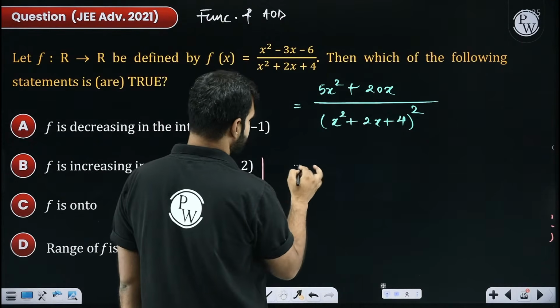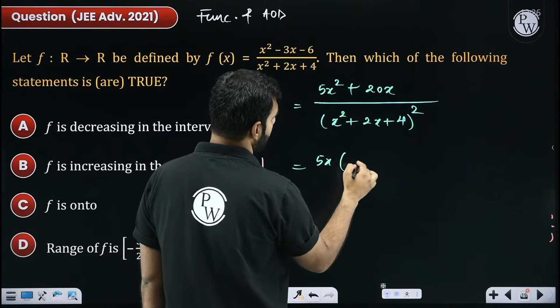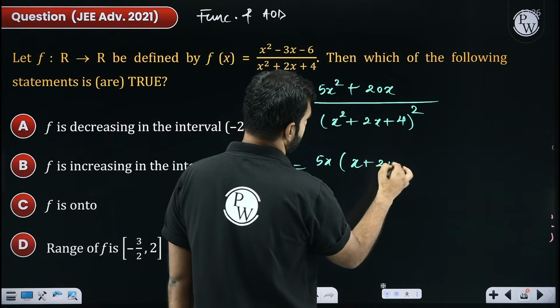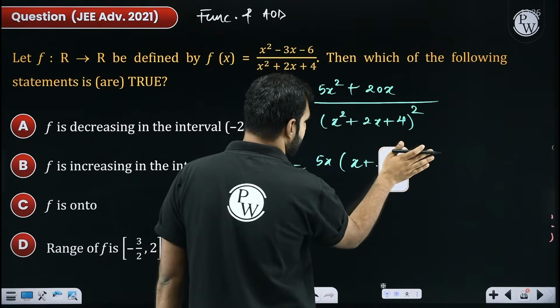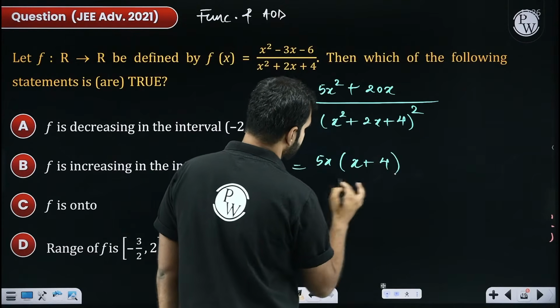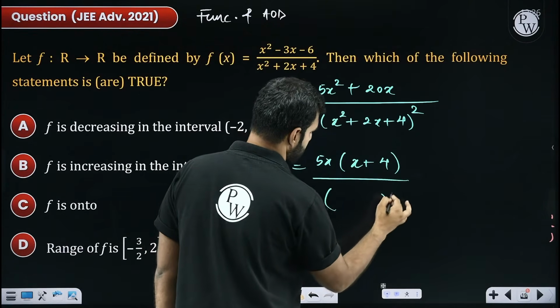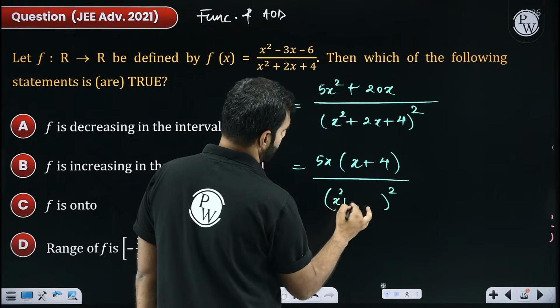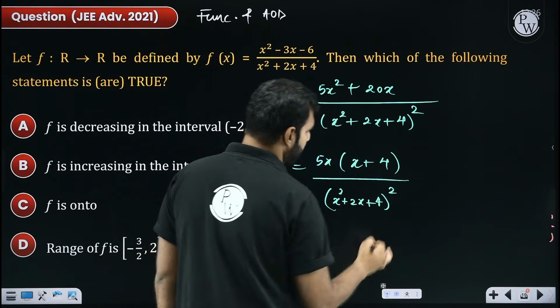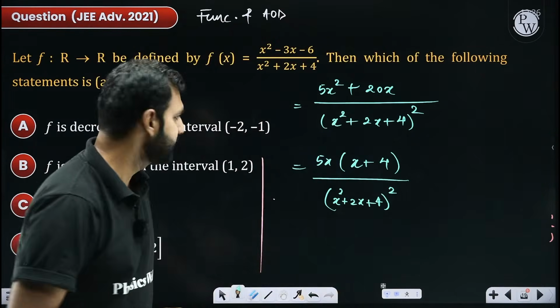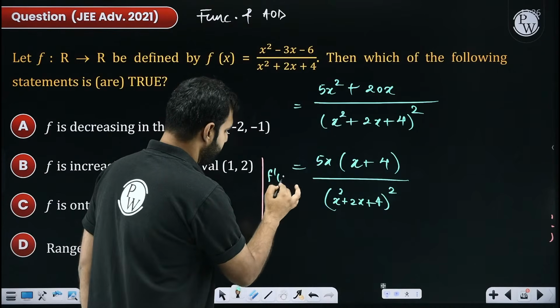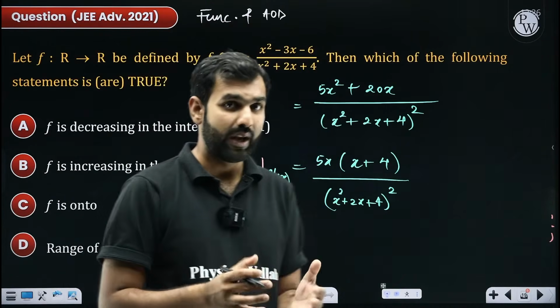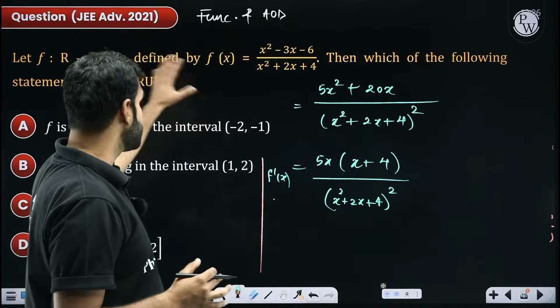If I take 5x common, I'll be left with x plus 20. Sorry, I'll be left with x plus 4, right? Divided by this expression, which is a perfect square of x square plus 2x plus 4. Now pay attention to this part. What is it? Is it not f dash x? So nature of f dash x will help me in deciding the curvature of f of x.